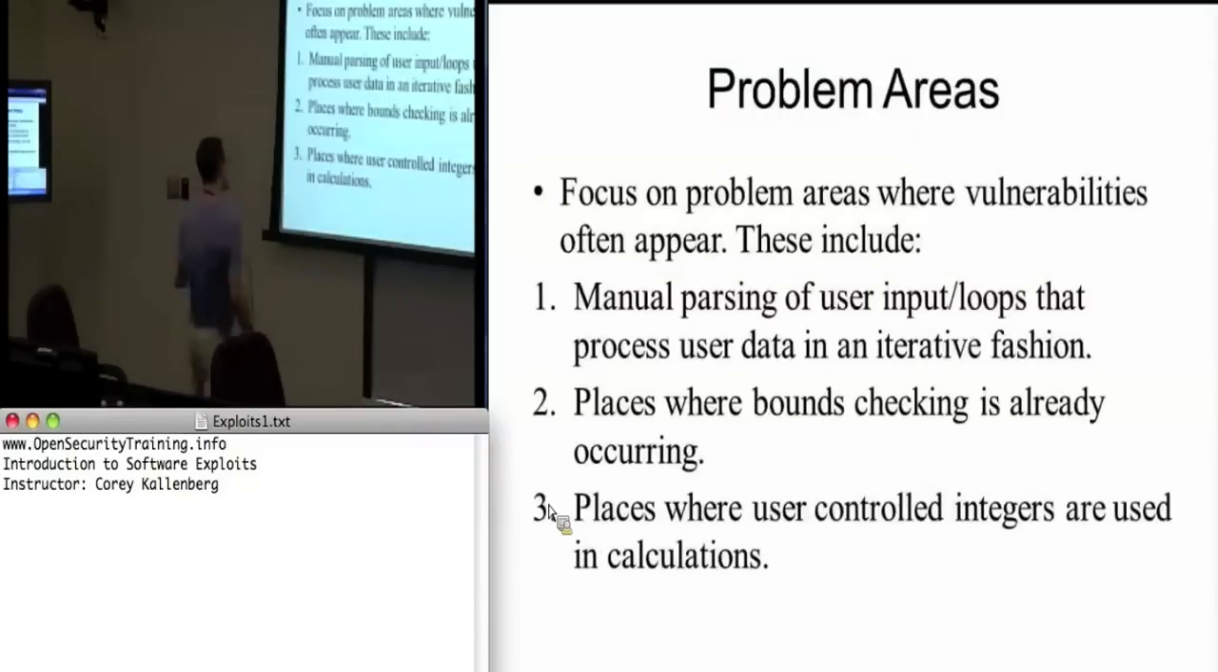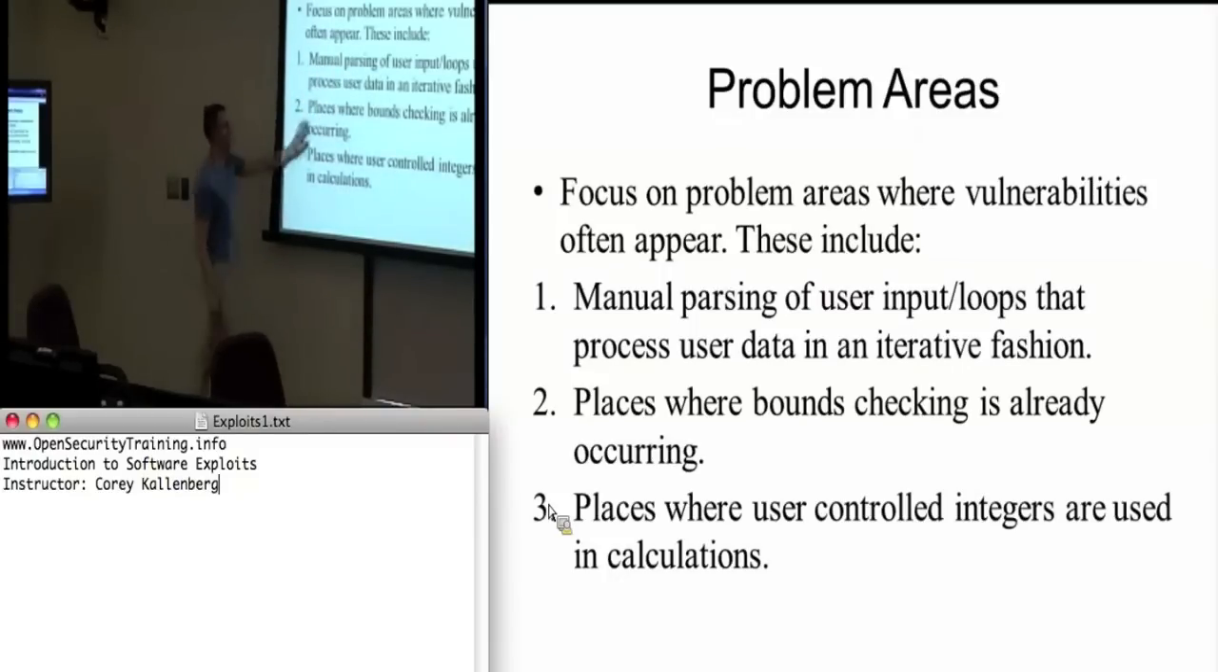Here are a couple of problem places you want to zone in on. Manual parsing of user input. When you see a complicated for or while loop that's parsing user data byte by byte and applying some complicated state machine kind of logic on it, that often has bugs in it and is very hard to understand. Just go through the loop manually, write out the values on a piece of paper, and figure out what it's doing, all the corner cases for the loop. Whenever you see this byte by byte parsing of user data, often there are a lot of bugs there.